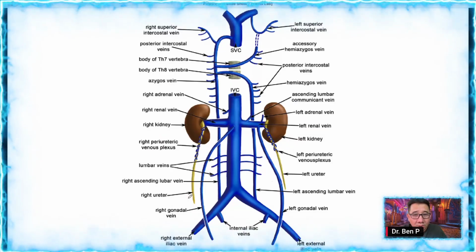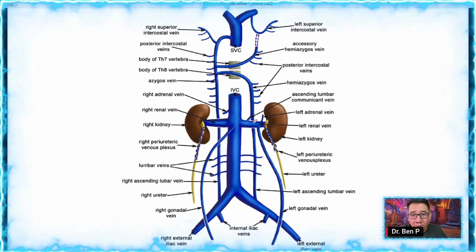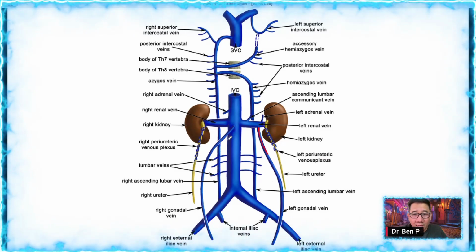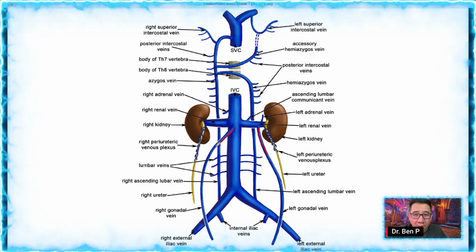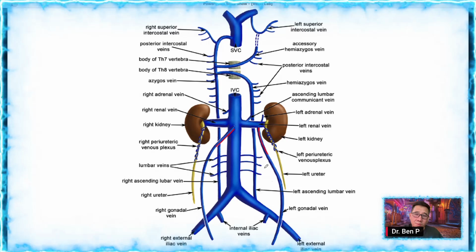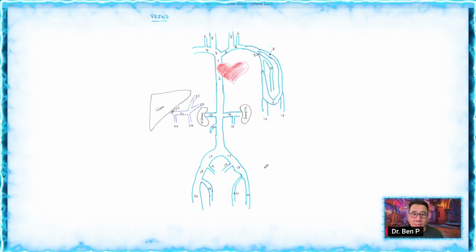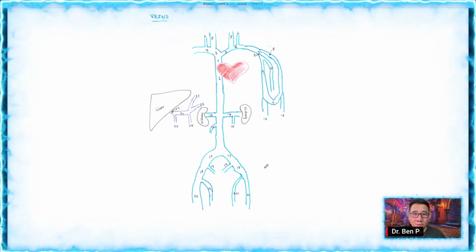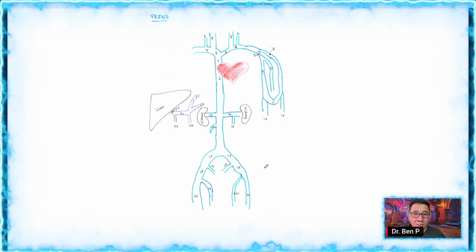Same one. You could take a look. You could see the gonadal clearly in this one. You have the left gonadal coming off here, and you have the right gonadal coming off here. So make sure you take a look at that. Again, you could do your own drawing. I recommend you draw your own drawing so you can see more clearly.